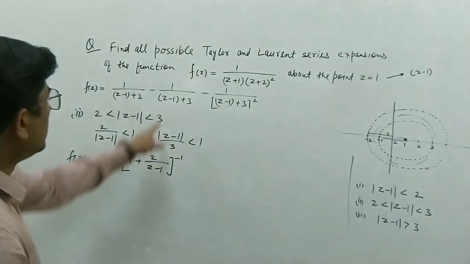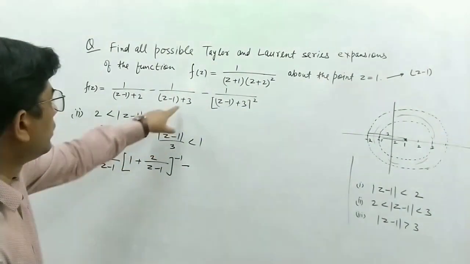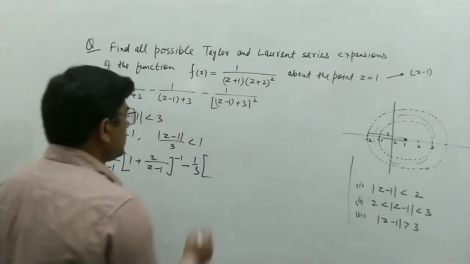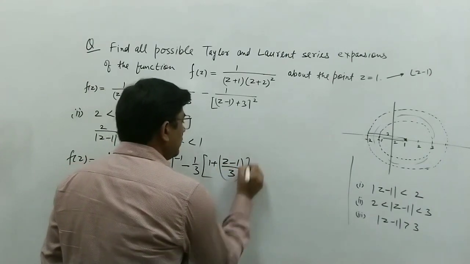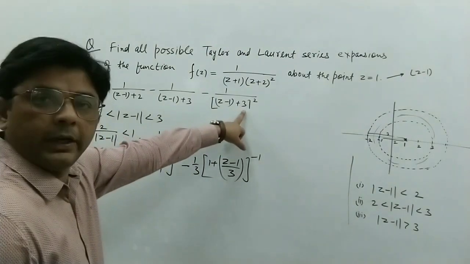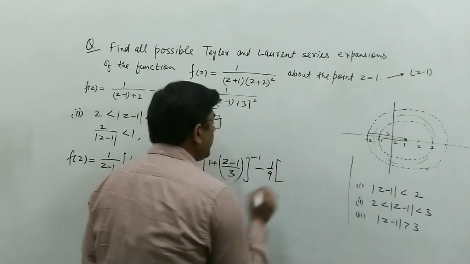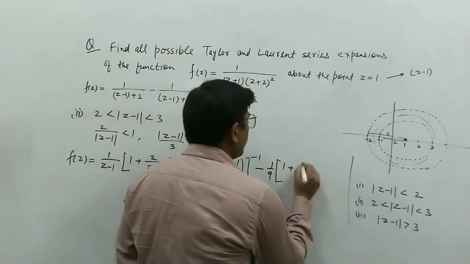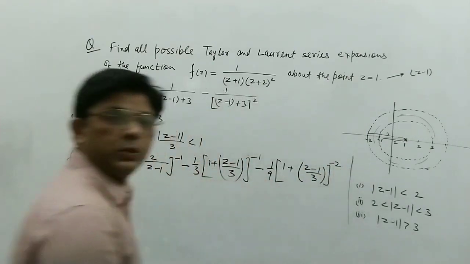Similarly, from the second term, we have to write in the form of z minus 1 upon 3. So we should take 3 common. If we take 3 common, we will write this as 1 plus z minus 1 upon 3 to the power minus 1. Now in the third term again we take 3 common. Since this is square, we get 1 upon 9, and this will be 1 plus z minus 1 upon 3 to the power minus 2.